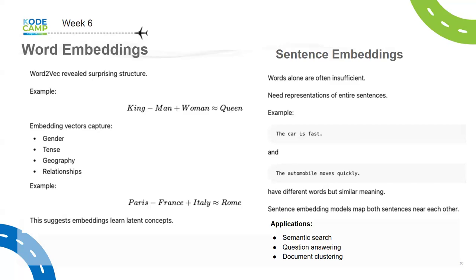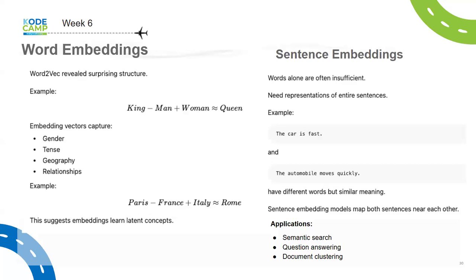So the researchers discovered that these embedding vectors were able to capture a lot of things, including gender, the tense of a sentence or a word, geography, relationships, a lot of stuff. If you take the embedding for Paris, subtract the embedding for France, and then add the embedding for Italy, it's almost the same as the embedding for Rome. So if you subtract the embedding of France from Paris, you get something that means maybe a relationship like capital of.